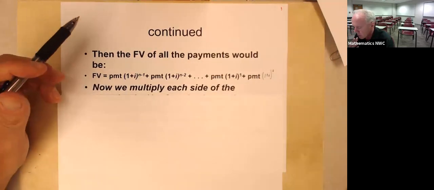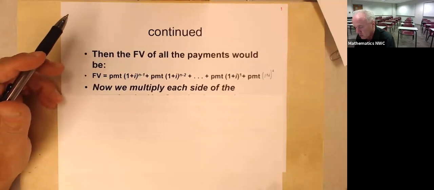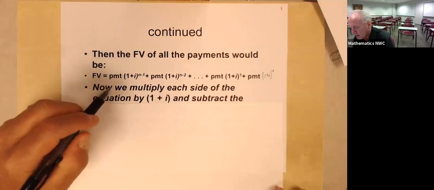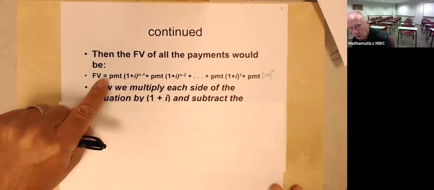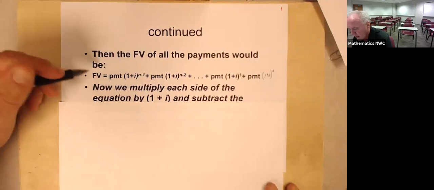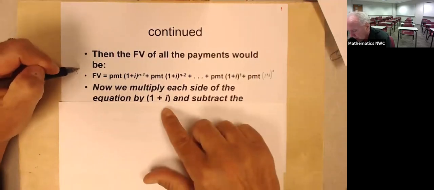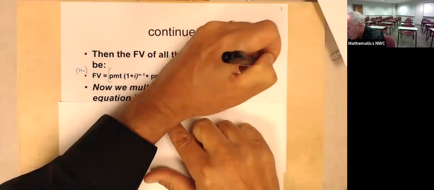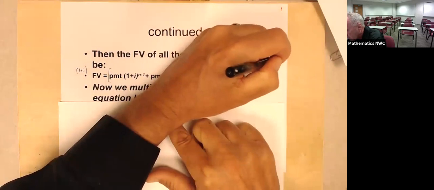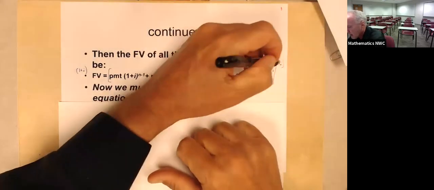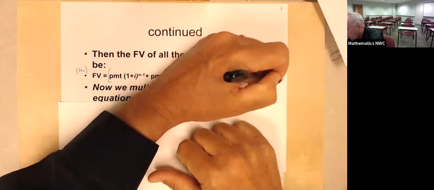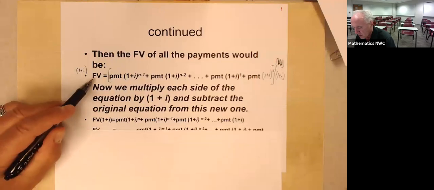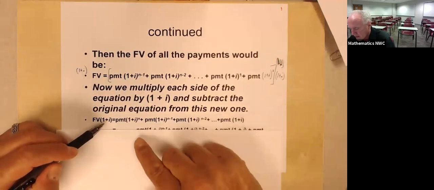Now we do some algebra. This is basically algebra 1, but it's going to look a little more complicated than that. We're going to take both sides of our equation. Notice right here I have an equation. So I'm going to multiply this side by 1 plus i, and I'm going to multiply all of this by 1 plus i. That's multiplied by 1 plus i, not raised to the power. Notice this future value will be taken times 1 plus i.